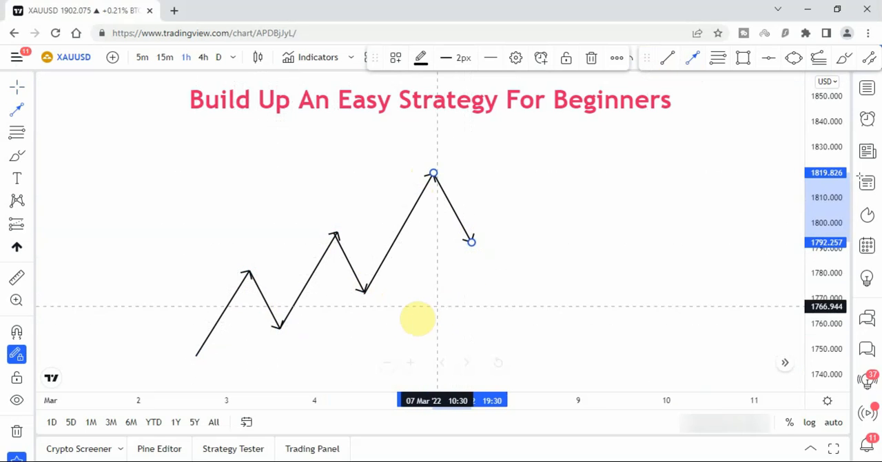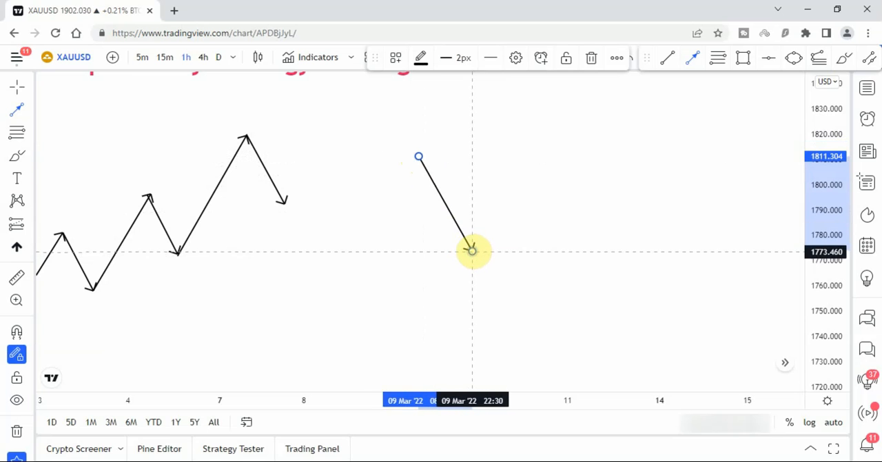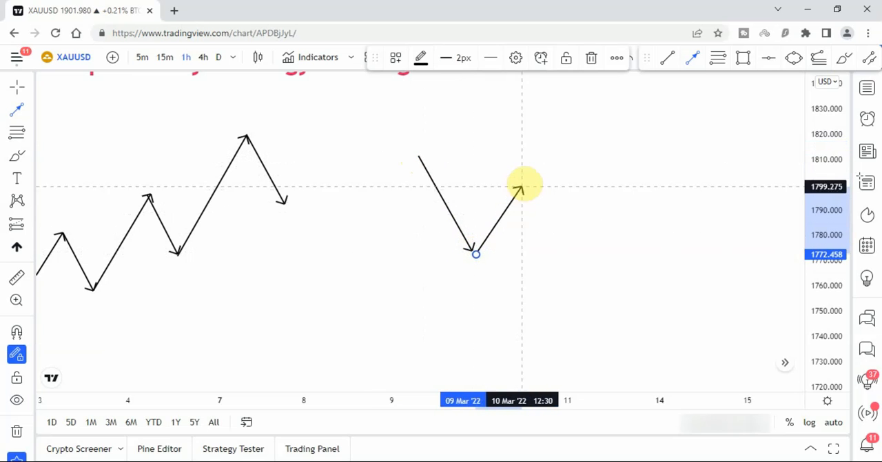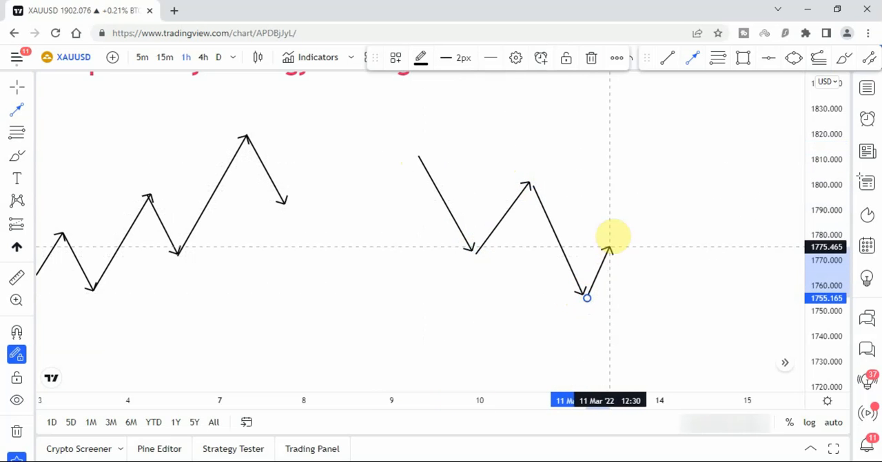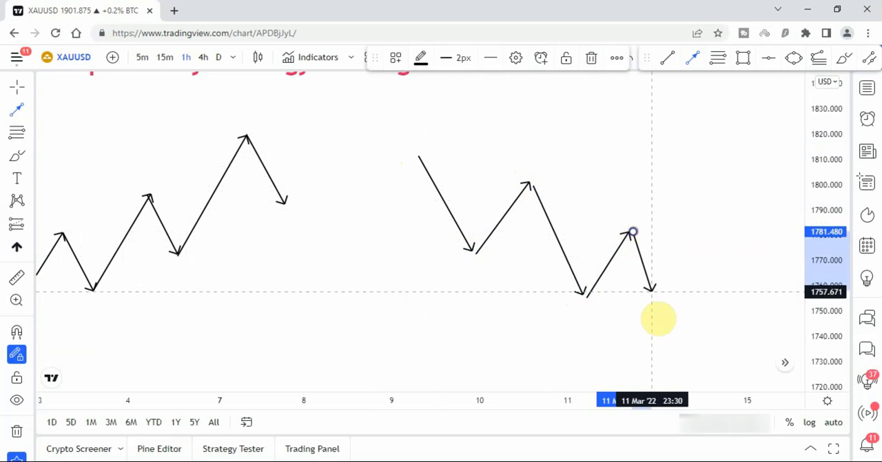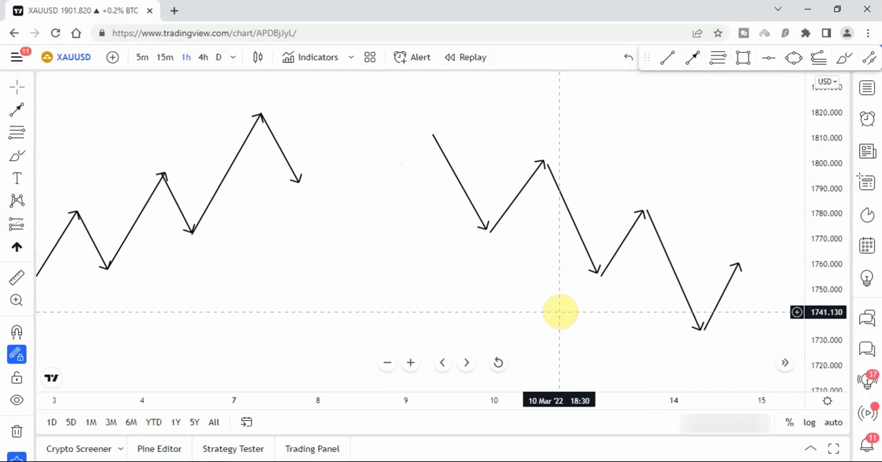This is the uptrend structure. On the opposite side, for downtrend we have low, this is our low, then high, after that lower low, lower high, and another lower low, and lower high. This is the structure of downtrend.